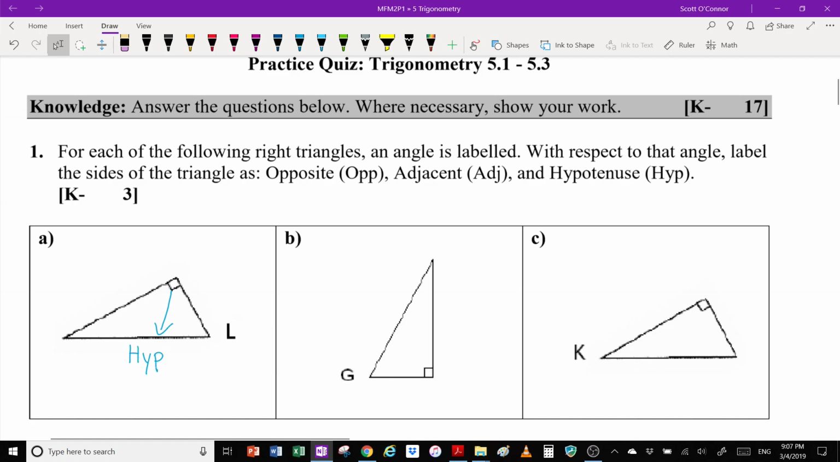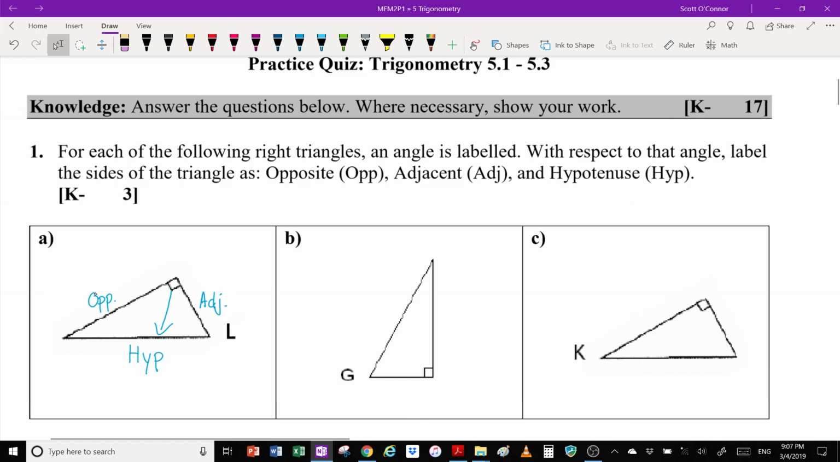Then if I want to identify the adjacent, adjacent just means next to. So it's the side that's not the hypotenuse that is next to the angle. So in this case, that is here. This is the adjacent side. And then the opposite side is the side that is furthest away from the angle. So that makes this the opposite side. And we can do the same thing for B.